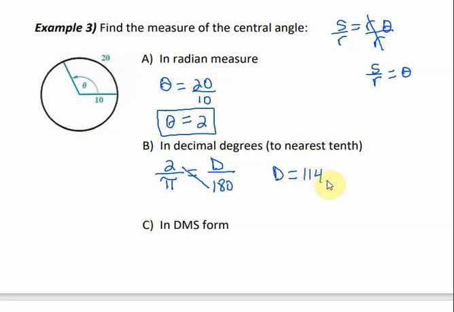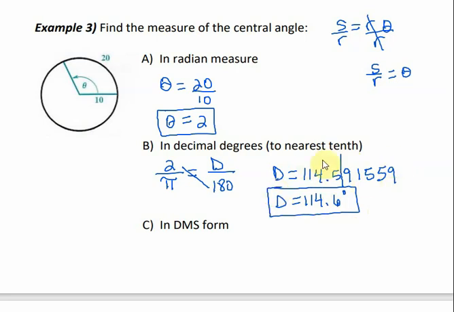I get 114.59155.9. Okay, so we're going to stop there. Now it says round to the nearest tenth. Okay, so that means I'm going to round here. I would need to round up. So the answer in decimal degrees would be 114.6 degrees. Now, the reason why I wanted to record this or write this down is for the next form.